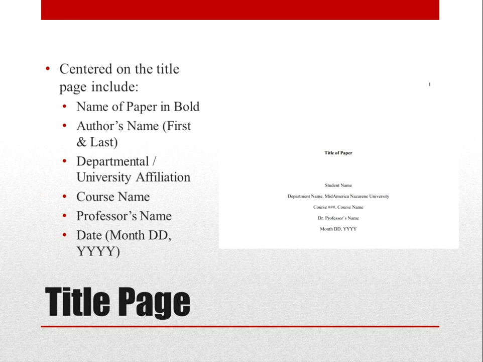The first page of your APA paper will be the title page. The title page should include all of this information centered about 1/3 of the way down the page.